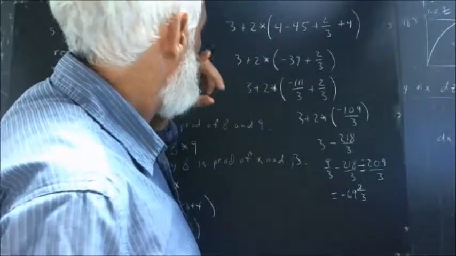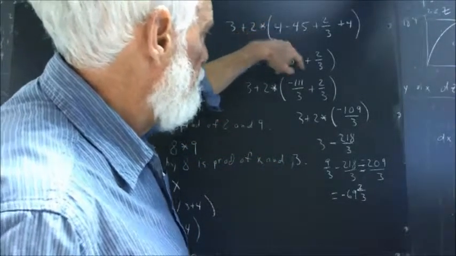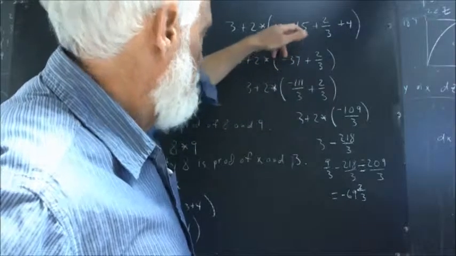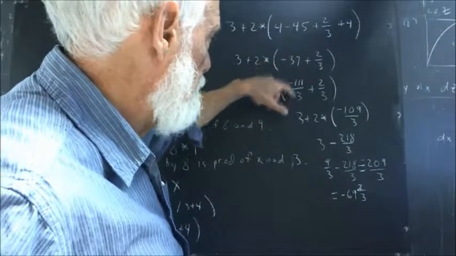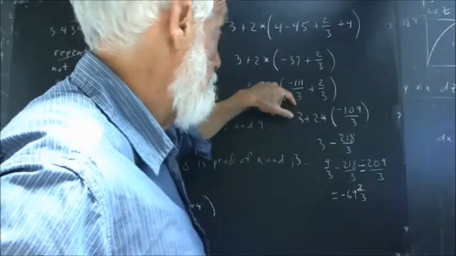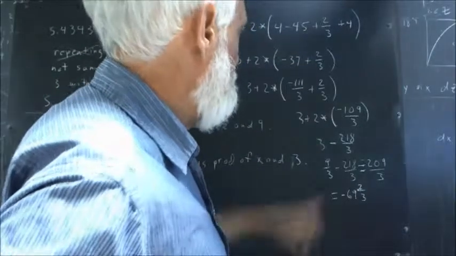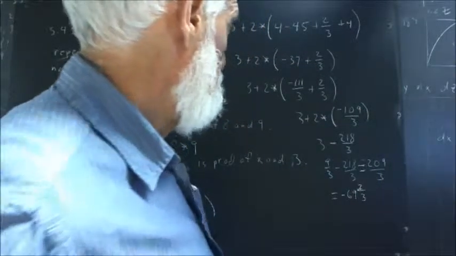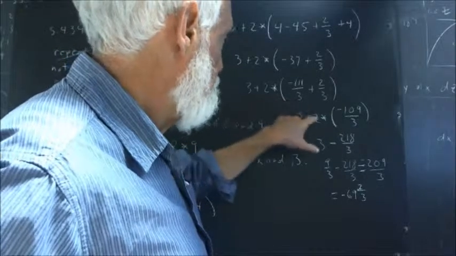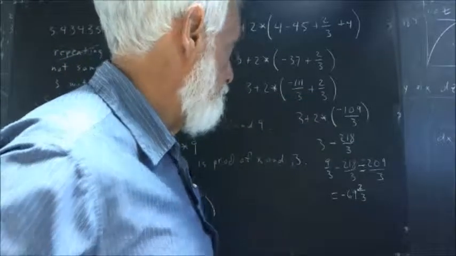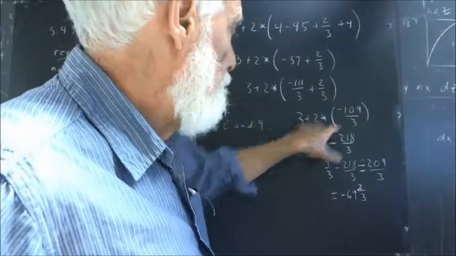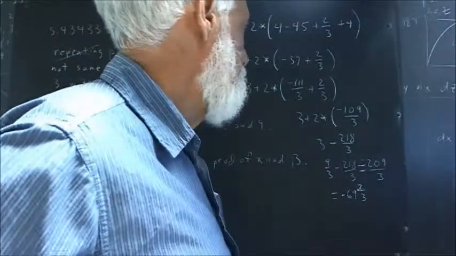But we're going to go ahead and do this just by putting both of these terms over a common denominator. And negative 37, if I multiply by 3 divided by 3, gives us negative 111 over 3. Add that to 2, and we get negative 109 over 3. Now we've got 3 plus 2 times this, which is negative 109 over 3. 3 minus 218 over 3.